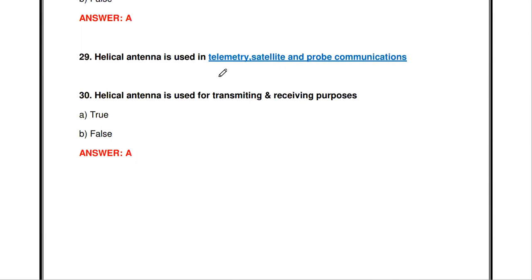Then the helical antenna is used in dash. What are the applications of the helical antenna? Telemetry, satellite, and probe communication. These are all very important applications of the helical antenna because of the circular polarization. The helical antenna is used for transmitting and receiving purpose. Yes, it's true. Both transmitter and receiver, we are using this helical antenna.